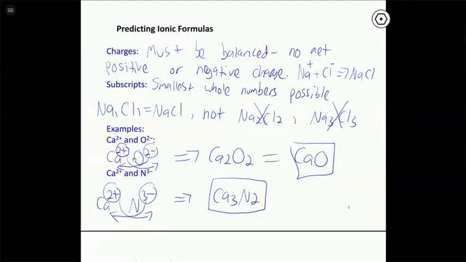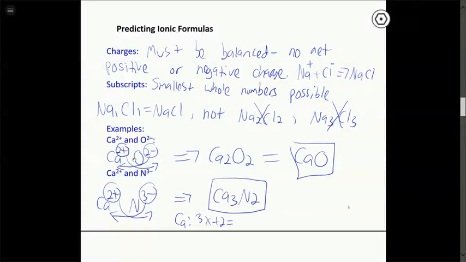We can verify that the charge is balanced. So for calcium, the subscript 3 tells us that we have 3 calcium cations. We know that they each have a charge of +2. So we have a total +6 charge from our cations. And then for the anions on nitrogen, our subscript tells us we have 2 of them. Each of them has a -3 charge, and we get a -6 charge from the anions.